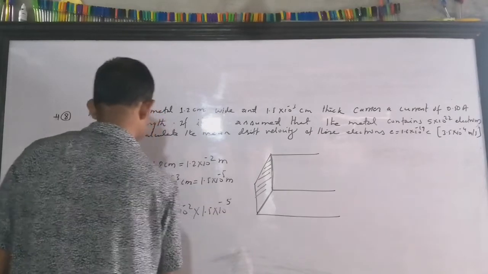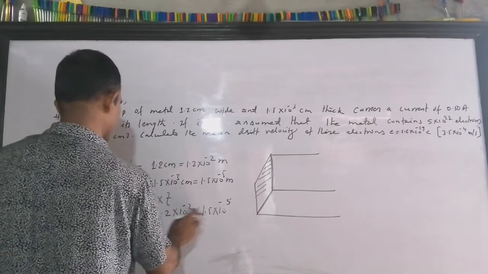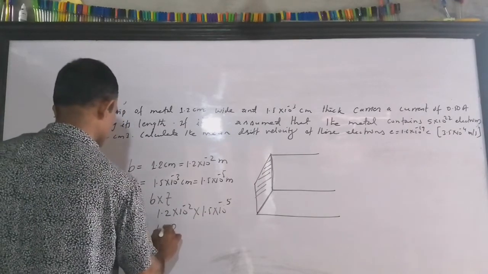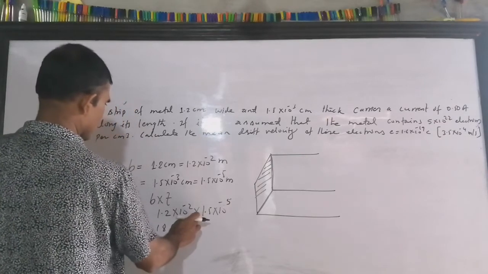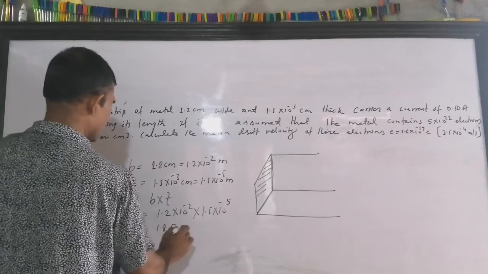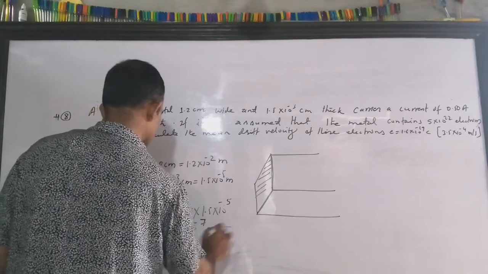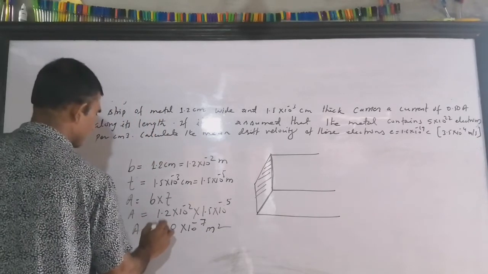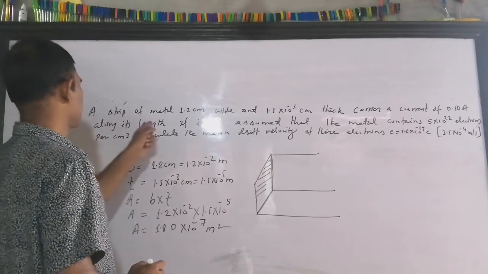And now we can multiply 12 with 6, which gives 18. So I got 1.8 into 10 to the power minus 7 meter square. So I got the area of cross section, 1.8 into 10 to the power minus 7 meter square.